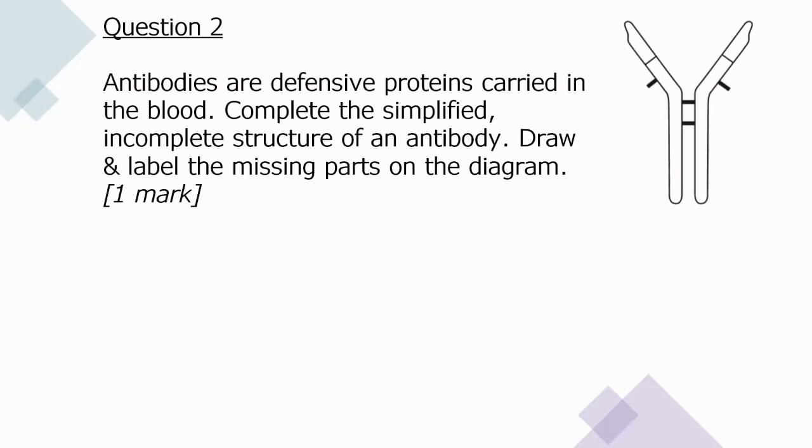Question 2. Antibodies are defensive protein carried in the blood. Complete the simplified incomplete structure of an antibody. Draw and label the missing parts on the diagram. So we can see that this diagram is missing our light chains, our polypeptide light chains. So therefore we need to draw those on. So I'm just going to show the answer here.